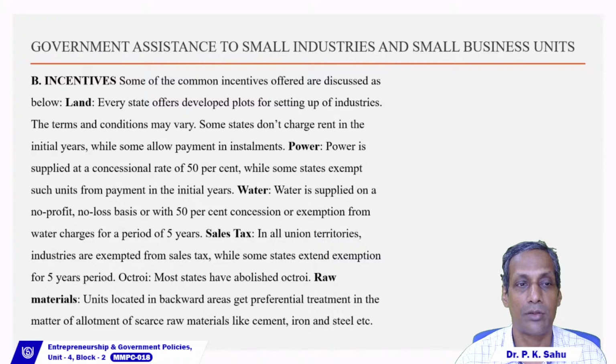Water is supplied on a no profit, no loss basis, or with 50% concession or exemption from water charges for a period of 5 years. Sales tax: in all union territories, industry is exempted from sales tax, while some states extend exemption for 5 years. Octroi: most states have abolished octroi. Raw materials: units located in backward areas get preferential treatment in the matter of allotment of scarce raw materials like cement, iron, and steel.